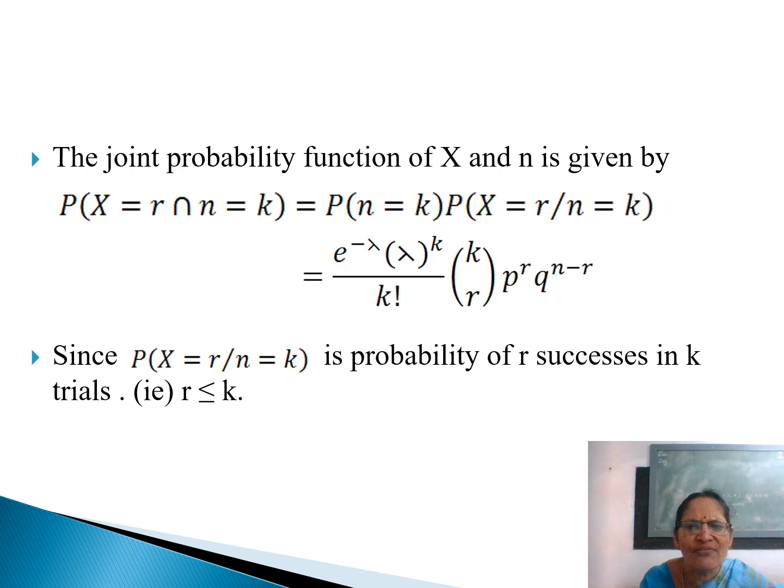The joint probability function of x and n is given by probability of x equal to r intersection n equal to k, which is equal to probability of n equal to k into probability of x equal to r given n equal to k, which is e power minus lambda, lambda power k by k factorial into kCr p power r q power k minus r, since probability of x equal to r given n equal to k is probability of r successes in k trials, where r is less than or equal to k.